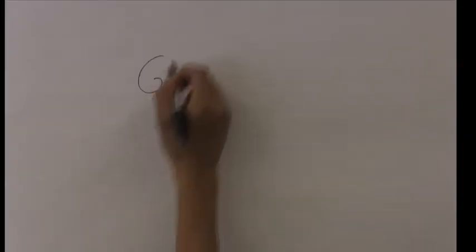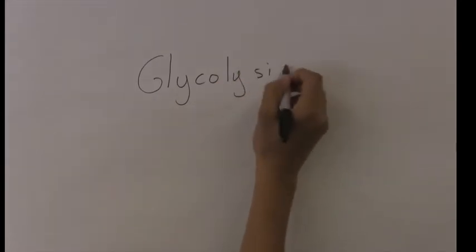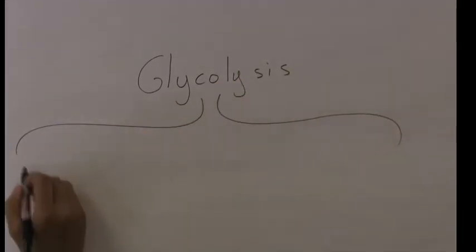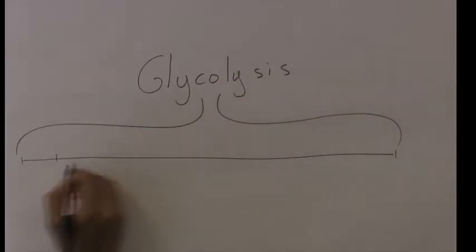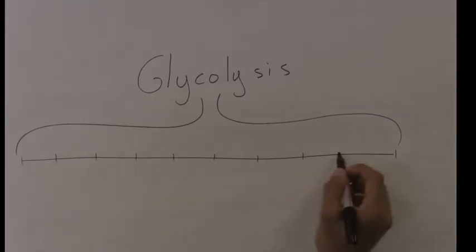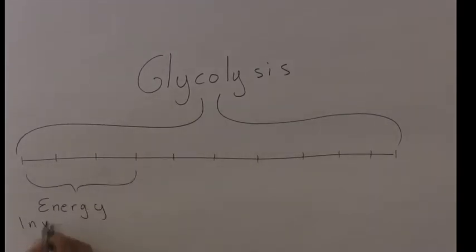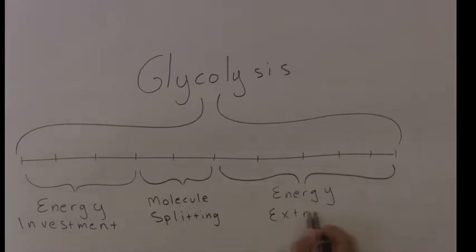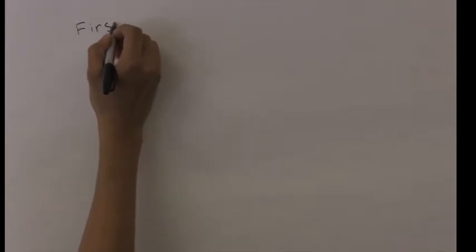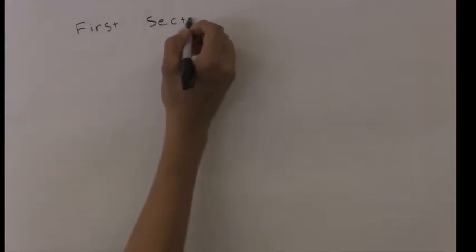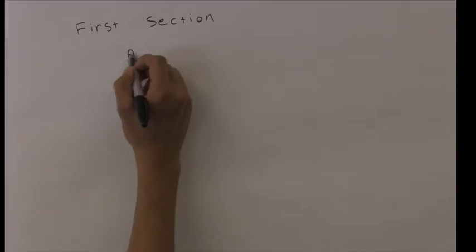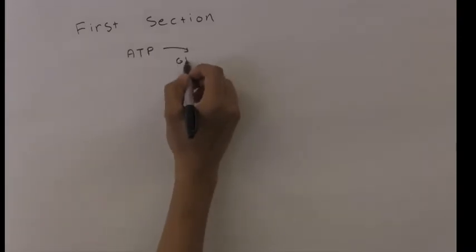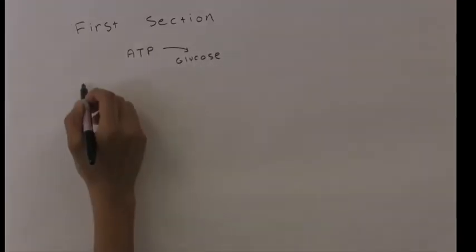Let's start with a quick summary of glycolysis. It is made of 10 individual steps, each a reaction of its own. These 10 steps are categorized into 3 different sections: an energy investment category, a molecule splitting category, and an energy extraction category. In the first category, as the name implies, energy is invested into the molecule. This section is composed of the first 3 steps. 2 ATP molecules are invested into the glucose molecule.